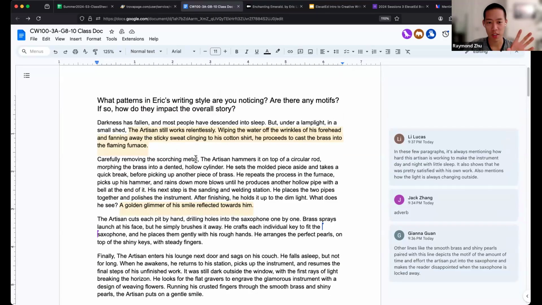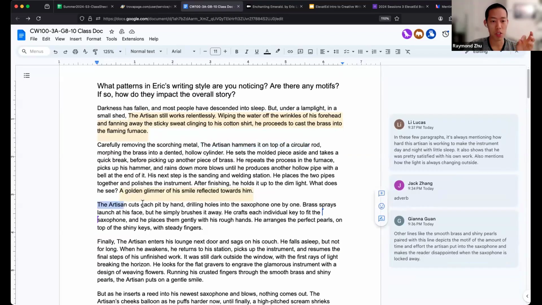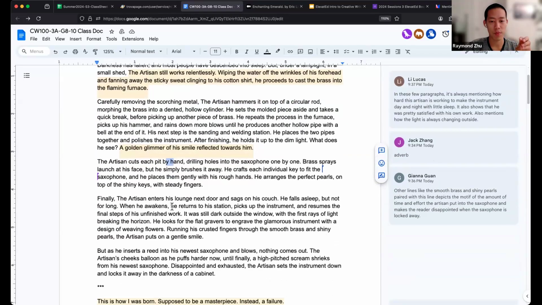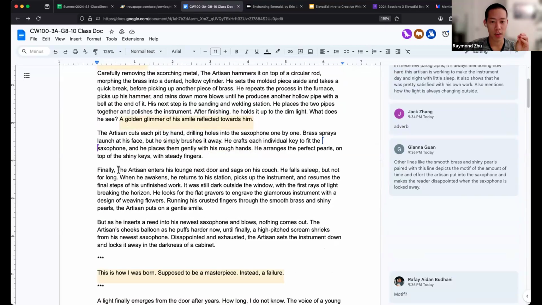The artisan hammers it on top of a circular rod. The artisan cuts each pit by hand. The artisan enters the lounge. And then the artisan's cheeks blue. Right, so each of these is like a sentence structure that gets repeated over and over.